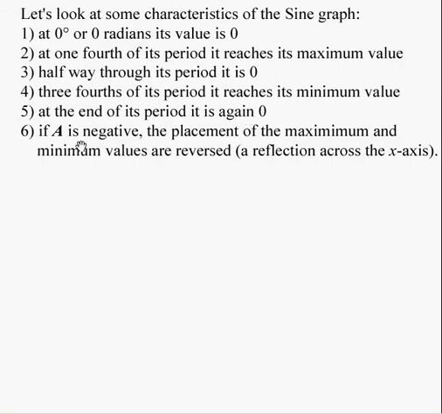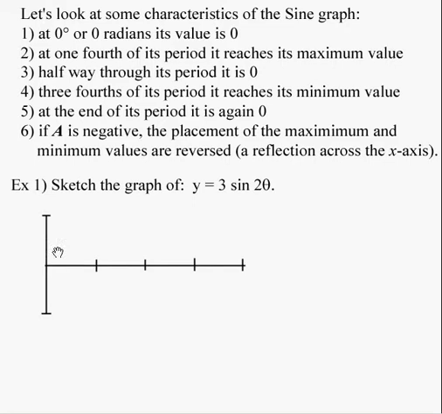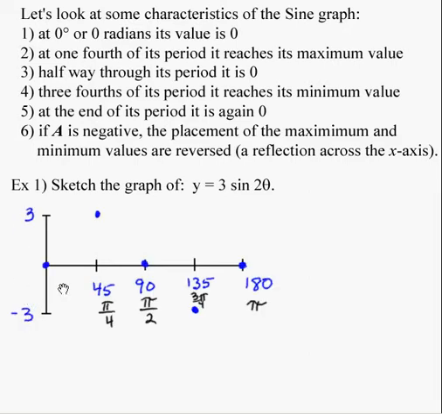If that number a is negative, then we just rotate this across the x-axis, so the maximum becomes the minimum, and the minimum becomes the maximum, and the zeros still stay the same. So to graph this, let's make a little sketch of the graph. The maximum and minimum here are going to be +3 and -3.